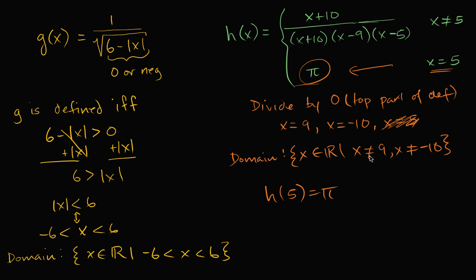Now, if you gave x equals 9, you're going to divide by 0. X equals negative 10, you're going to divide by 0. But it's going to work for anything else. So that right over there is the domain.